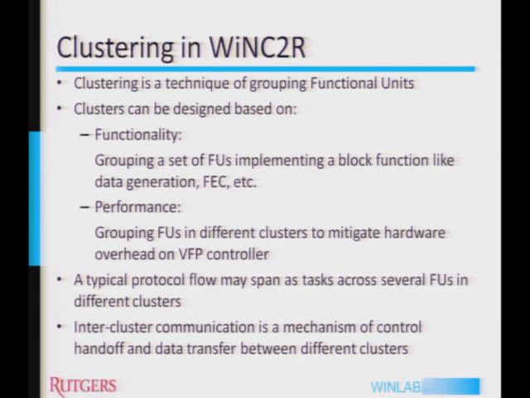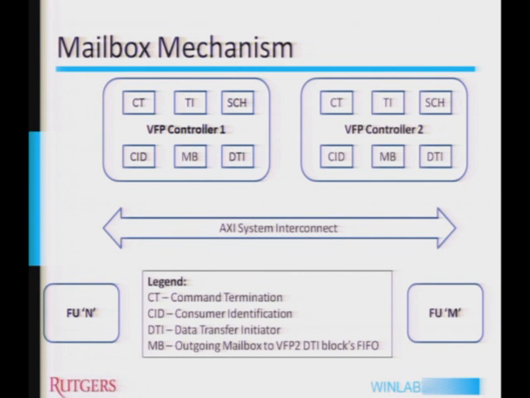And the other use is based on performance, where if we have computation-intensive functional units in a flow, they can be scattered across different clusters in order to maintain or mitigate the latency in the system. So a typical complex protocol flow could span across functional units in different clusters, which means that the task flow should happen between different clusters. And for this purpose, the WinC2R architecture defines the inter-cluster mechanism. Since WinC2R has a bus-based design, the architecture defines an outgoing mailbox at the VFP controller in order to take care of inter-cluster communication. We set up a typical test case considering a system as shown here.